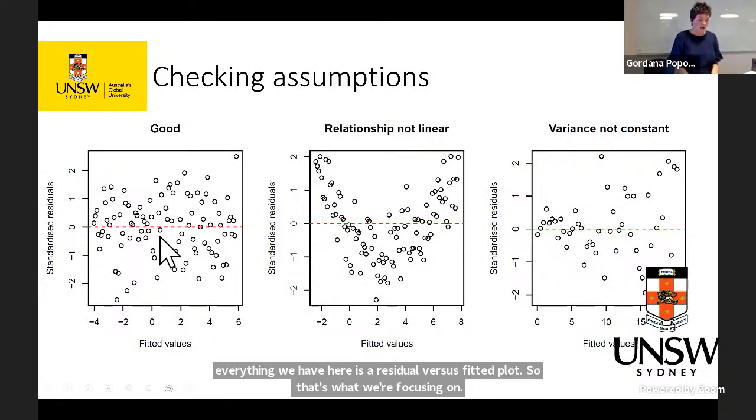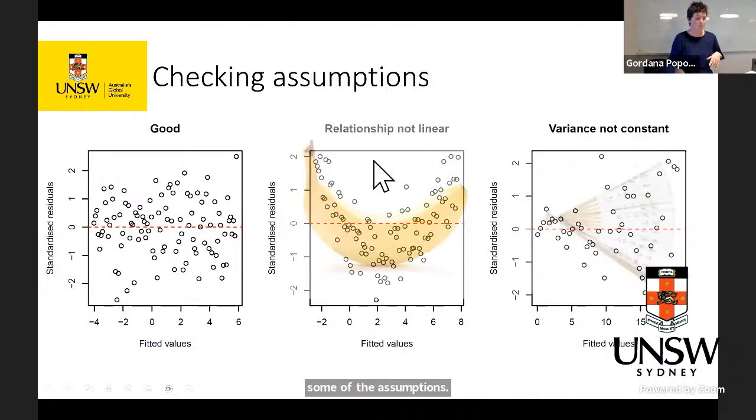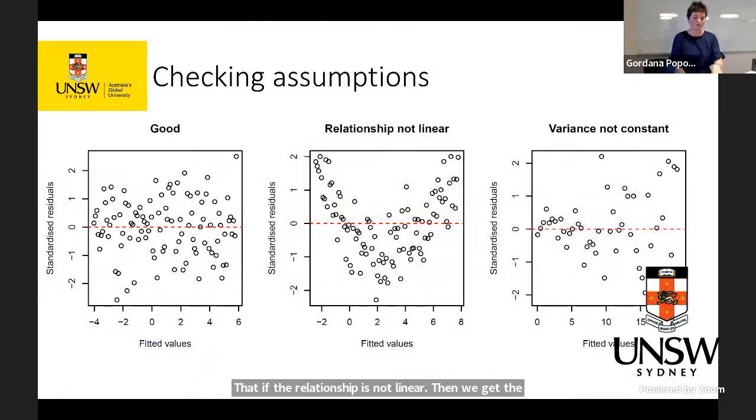Okay, so when I do one of these residual versus fitted plots, what I'm looking for is something like the one on the left, which is just a random mess of points. In particular, there are a few things I'm looking for that would show me that I'm violating some of the assumptions. If the relationship is not linear, then we get the banana shape. So we get this sort of U shape, could be upside down. That will tell you that the relationship between the predictor and the response is not linear. And so that's bad. We don't want that.